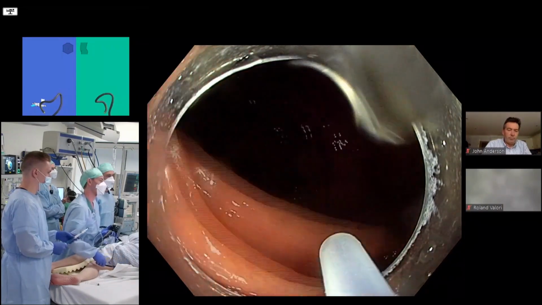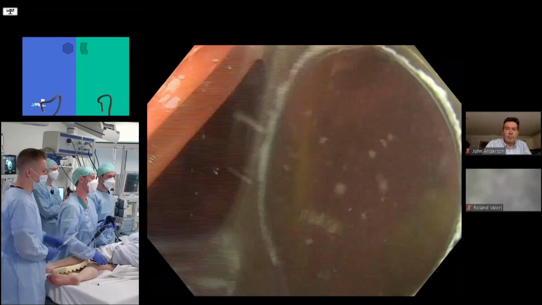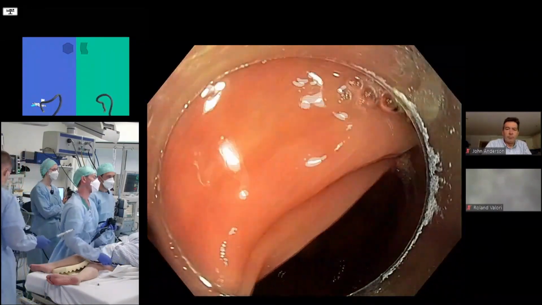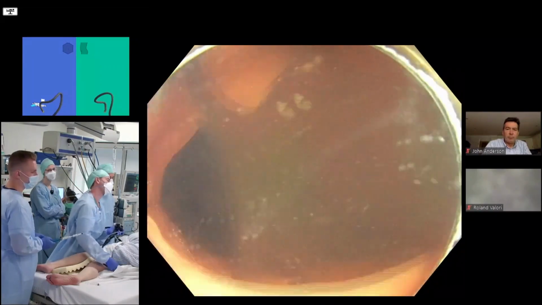Look here now. You just pull back a bit and suction the gas out and it will be okay, I think. Often that happens when you get too much distension. Yeah.